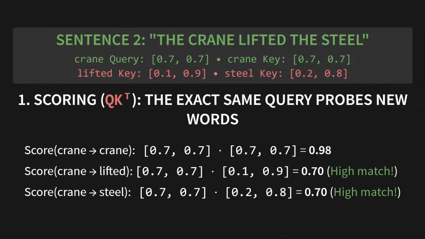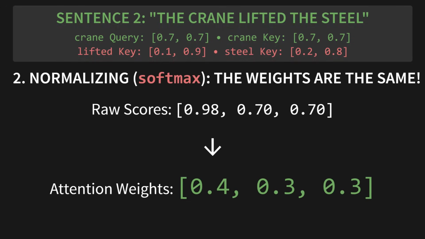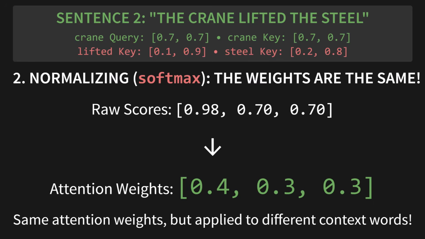The crane lifted the steel. The process is the same, so let's move a bit faster. First, scoring. The crane's query is the exact same as before. It probes the new words. And look at this. The scores are identical. 0.98, 0.70, 0.70. So for step 2, normalizing, the attention weights are the same. 0.4, 0.3, 0.3. Here's the kicker. They're applied to different context words.